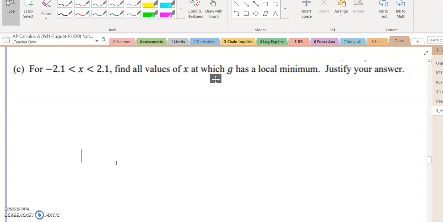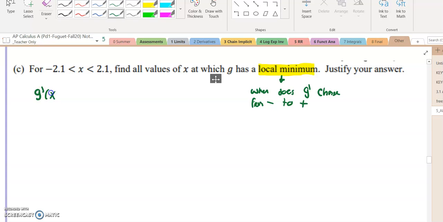Okay, so we're moving to part C now. In the open interval from negative 2.1 to positive 2.1, we want to find all values of x at which g has a local minimum. So when you see the words local minimum, remind yourself that we are looking for when g prime changes from a negative value to a positive value. And to do that, we're going to do a sign chart. But before we can make a sign chart, we need to identify any critical numbers of g.